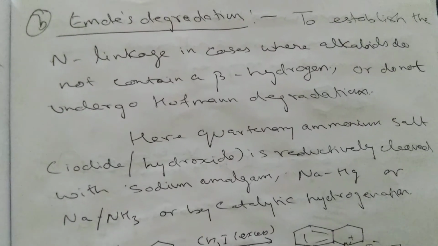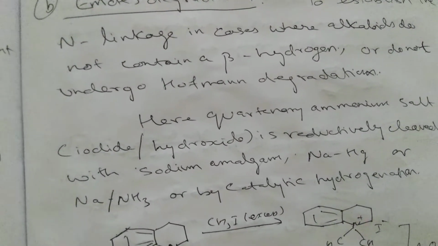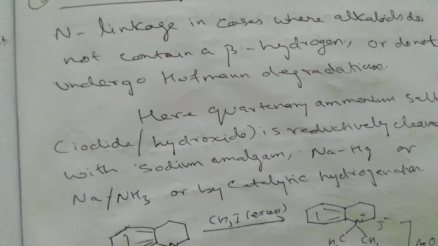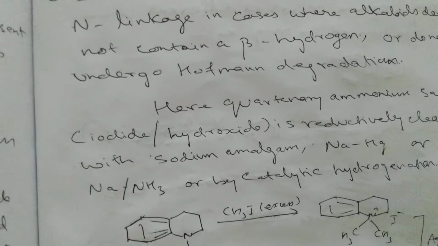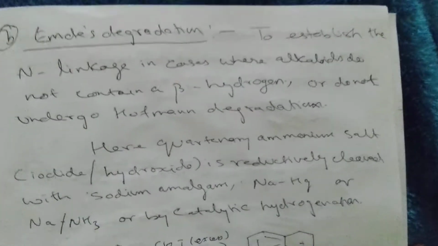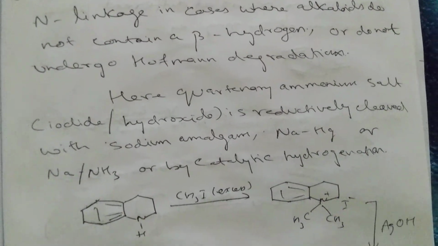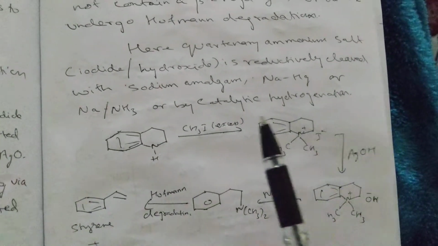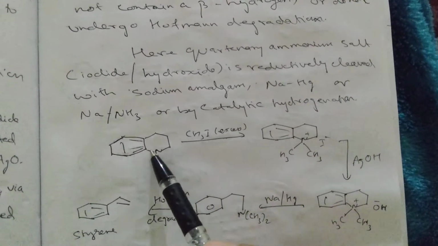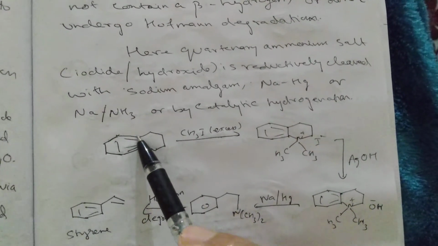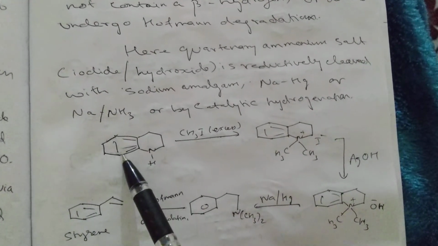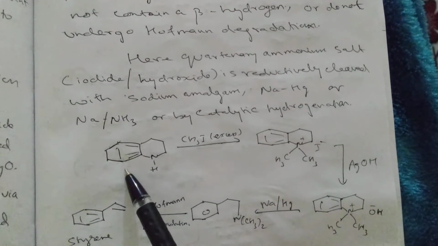Now this is for those amines which do not have beta hydrogen, and therefore do not undergo Hofmann degradation. So here, see this nitrogen, it does not have beta hydrogen because this part is blocked, this part is also blocked. Okay, it has, but this is a ring.